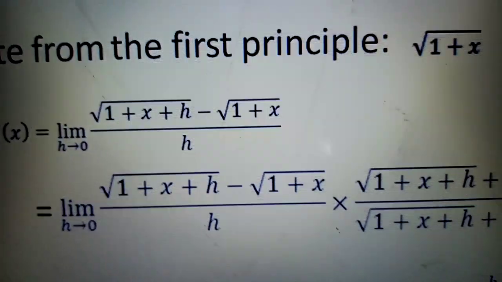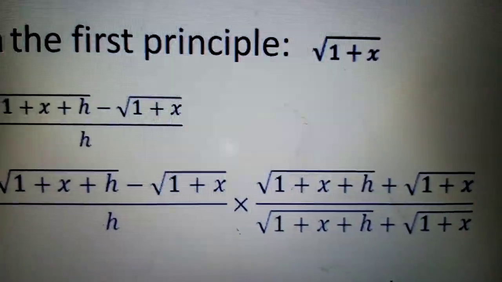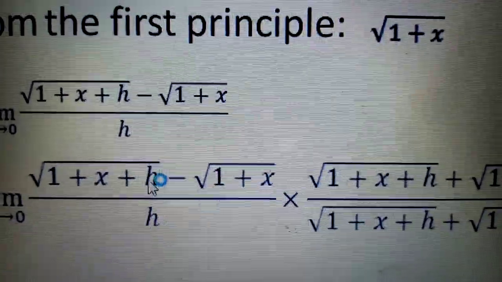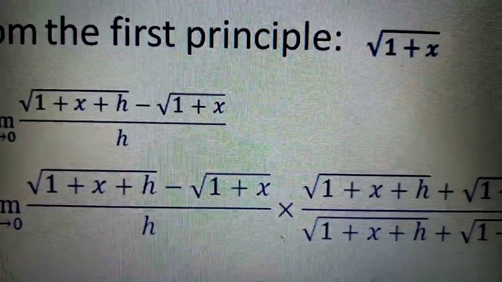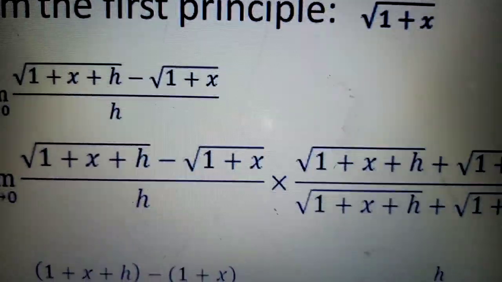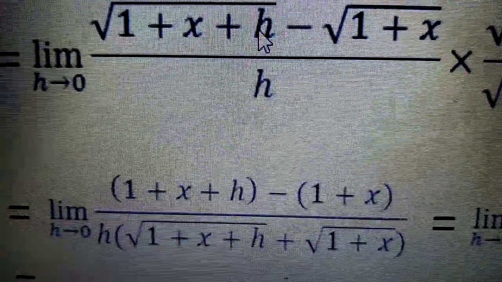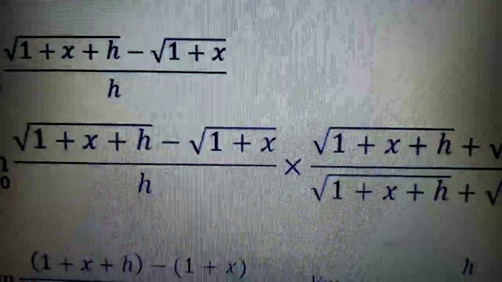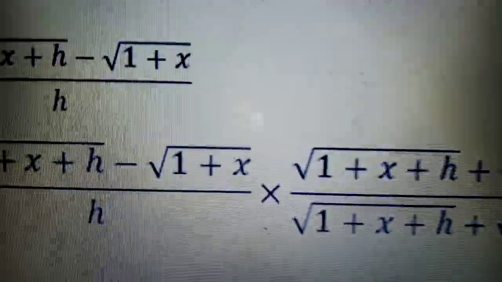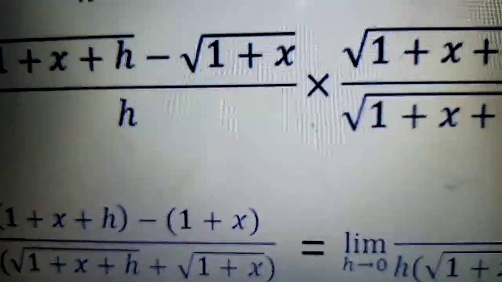As h tends to 0, this is in surd form, so we have to rationalize by multiplying both up and down by the conjugate of the numerator. The numerator involves surds, so the conjugate of the numerator is square root of 1 plus x plus h, plus square root of 1 plus x. When we multiply the numerator, square root of 1 plus x plus h multiplied by square root of 1 plus x plus h produces 1 plus x plus h. Then the other two cross terms cancel each other because one is minus and the other is plus. So we'll be left with minus square root of 1 plus x multiplied by plus square root of 1 plus x. That will give us minus the bracket of 1 plus x.